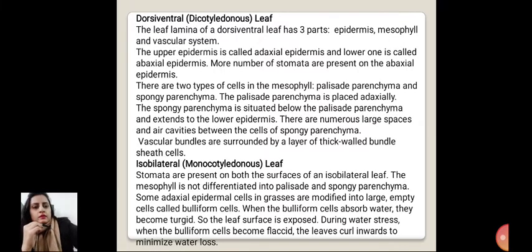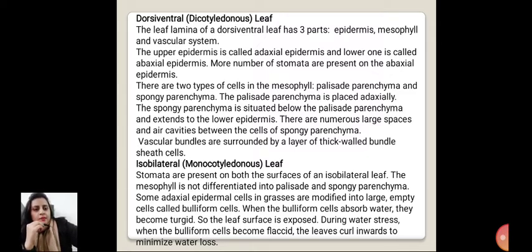Next is leaf, and that is the dorsiventral or dicot leaf. The leaf lamina of a dorsiventral leaf has three parts: epidermis, mesophyll and vascular system. The upper epidermis is called adaxial and the lower one is called abaxial. More number of stomata are present on the abaxial epidermis, that is the lower side.